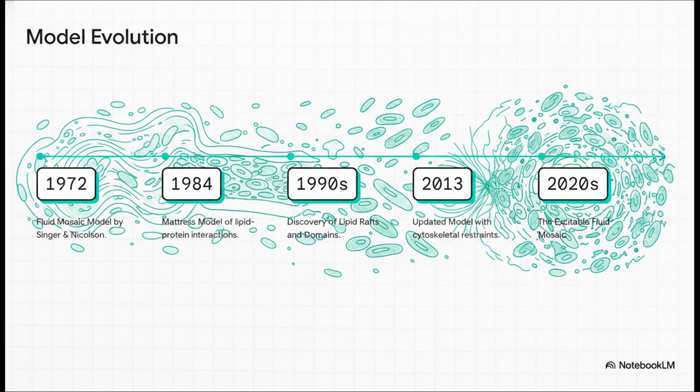Fast forward to the 1984 mattress model, which showed that lipids actually actively adapt to the physical size of proteins. Then, in the 90s, scientists discovered lipid rafts, these specialized thicker domains of lipids that move together as a unit. By 2013, the model was officially updated to include physical restraints from the cell's underlying skeleton. And now into the 2020s, thermodynamics research has introduced the excitable fluid mosaic. It's a highly regulated, crowded landscape that is actively evolving.